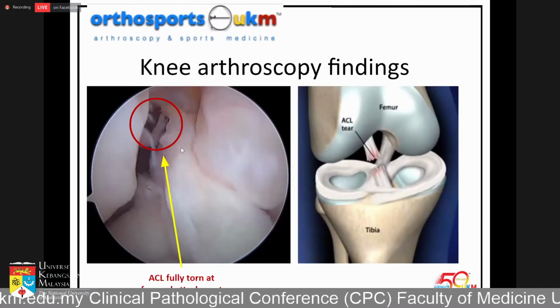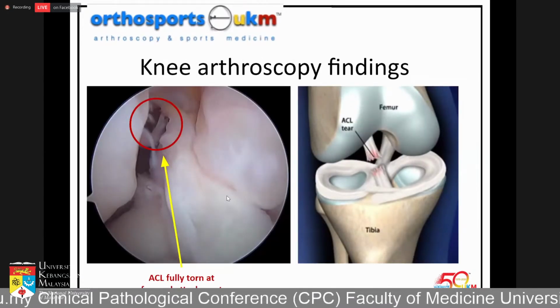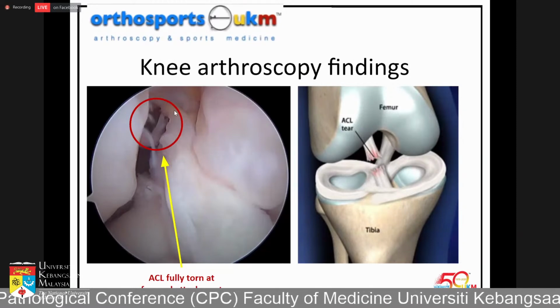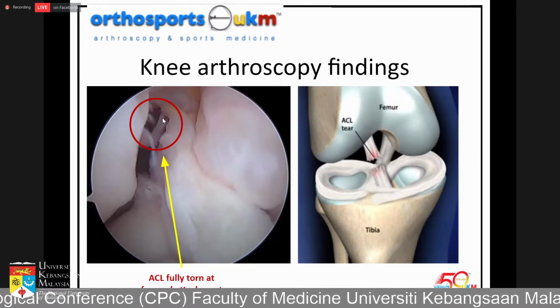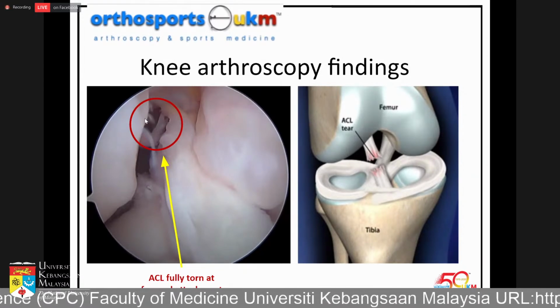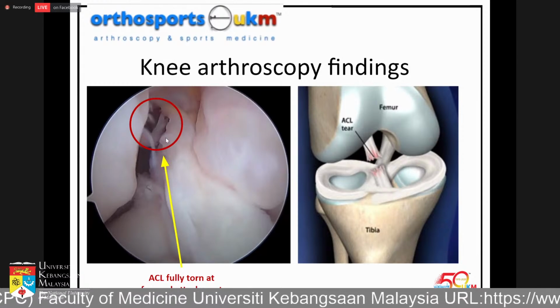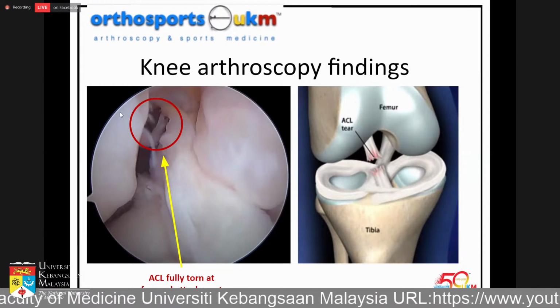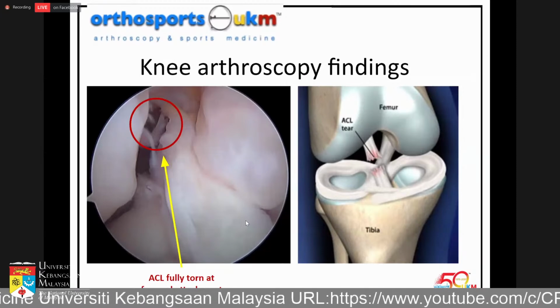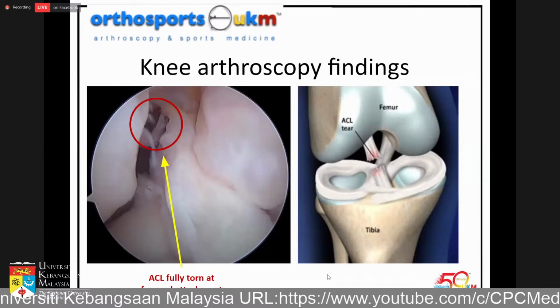So usually when we have a complete ACL tear, there's the option whether you can repair or reconstruct. But for ACL injuries, there's no option for ACL primary repair, meaning we take the torn end and then reattach it. No, everything will be reconstructed, meaning we put in a new graft.